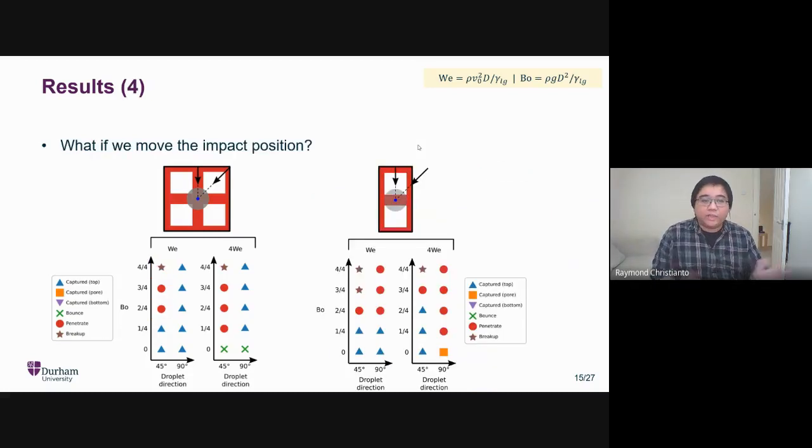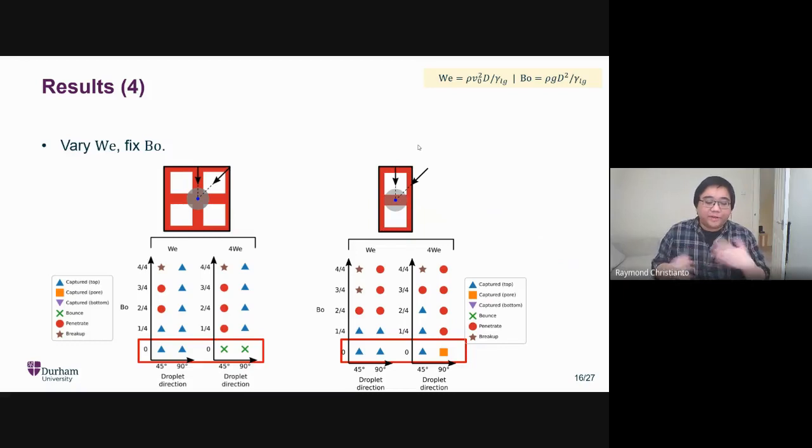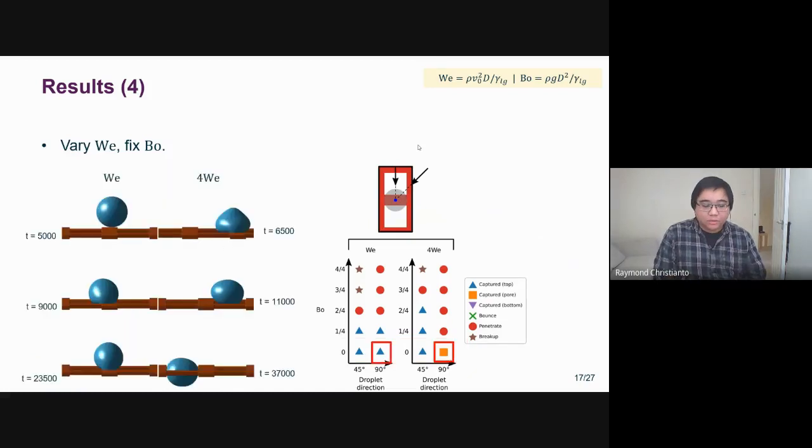So okay, what if we now move the impact position from this center, this junction, directly to the center of those 4 pores, and now just move them halfway between these 2 pores. Okay, if we just vary the Weber number and fix the Bond number, we don't really see more penetration, because now the droplet, instead of bouncing off the surface, will be captured inside the structure, just like this illustration. So at higher Weber number, it seems to be able to get into the structure, but it can still be captured by the structure.